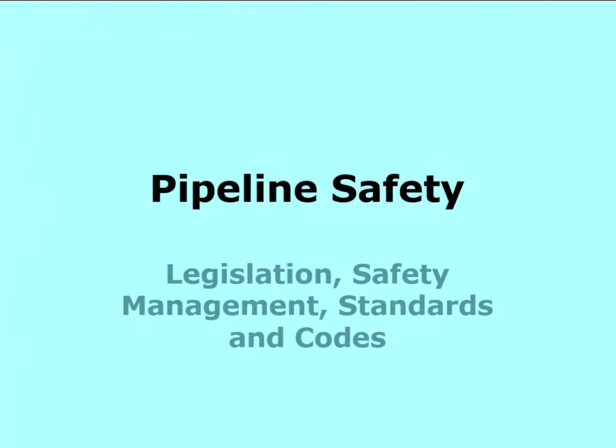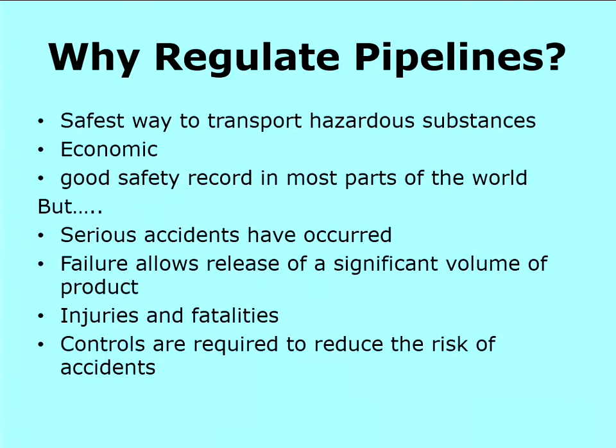You may have to transport them by sea. Well, that's a different issue. Obviously you may not have access to pipelines in there, but transport by sea tends to be much bigger and better controlled. So in general, pipelines have got a good safety record, but as we've seen, there are serious accidents that have occurred, and once they've occurred, you get very significant volumes of material being released. You do get injuries and fatalities, and so you've got to apply controls to reduce the risk.